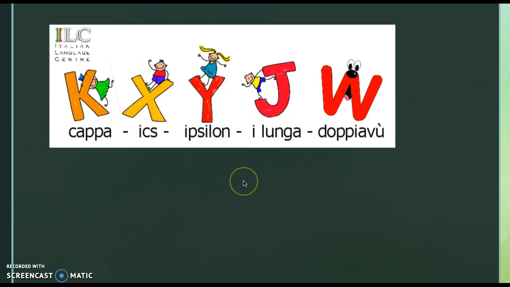The letters that are missing from the Italian alphabet are kappa, ixis, y, I lunga, W. K is known as kappa, X as ixis, y for Y, I lunga, a long I, and W, double V. The Italians use these letters for foreign words, but they don't exist in the Italian alphabet.